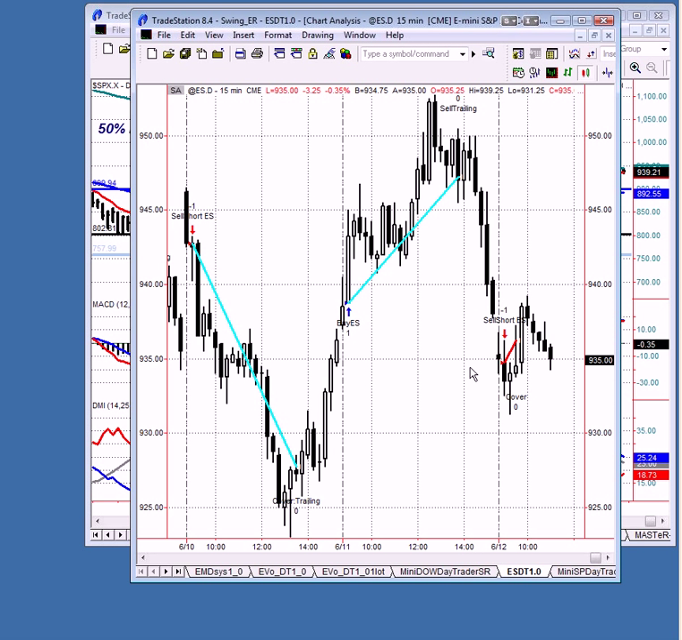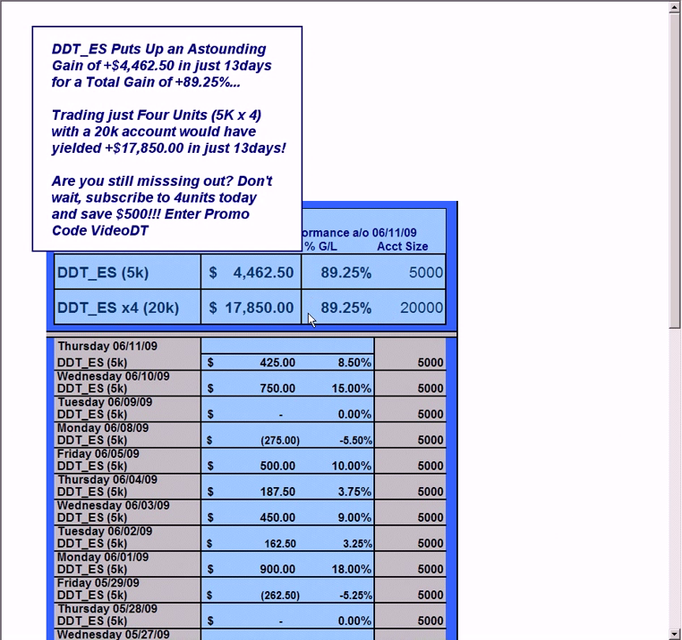And there's our ES Day Trader 1.0. Wow. Got stopped out on a trailing stop this morning, but just putting up some amazing winners. Our ES Day Trader 1.0, this is one half of our Dual Day Trader ES, which we'll look at in a second. Actually, I can pull it up right there. Look at that, an astounding result: just trading 4 units of the DDT ES at $20,000 makes you $17,850 over the last 13 days.